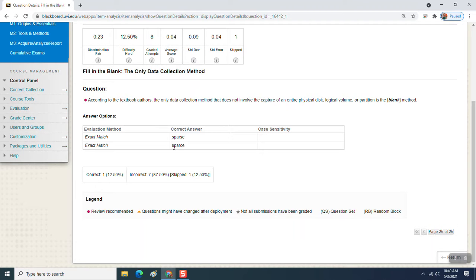That's the correct answer, S-P-A-R-S-E. You may have misspelled it, so we had a case to capture anyone who put in a misspelled answer. All the other types of capture methods involve either a partition to a physical disk to image, a logical volume to image, or a partition capture. But the one that involves surgical capture, partial capture of a larger volume is sparse. And it's actually the more common in mid-sized to large organizations.